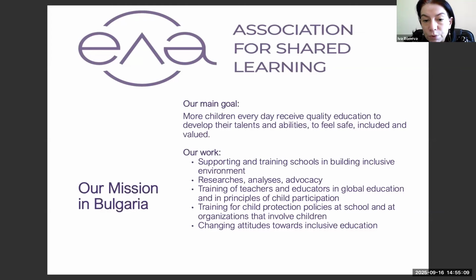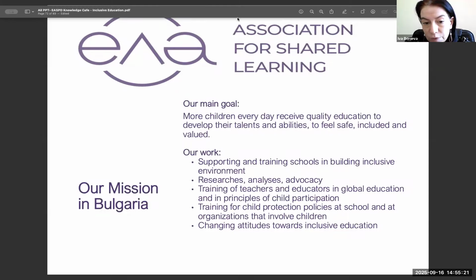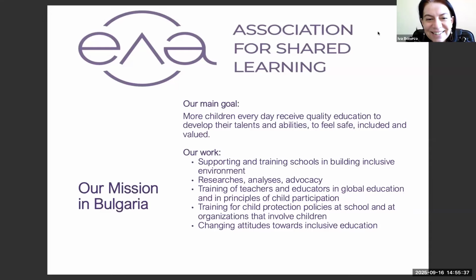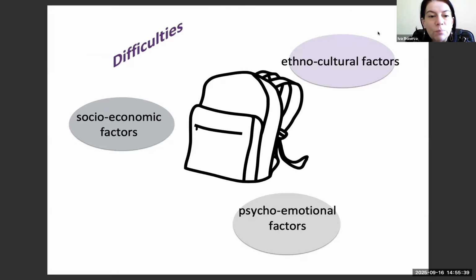Is that we support and train schools in building inclusive environment. We do research, analysis, advocacy. We help teachers and educators and train them in global and citizenship education and in principles of child participation. So at some point, over the 6 years, we came to the model for inclusive education.